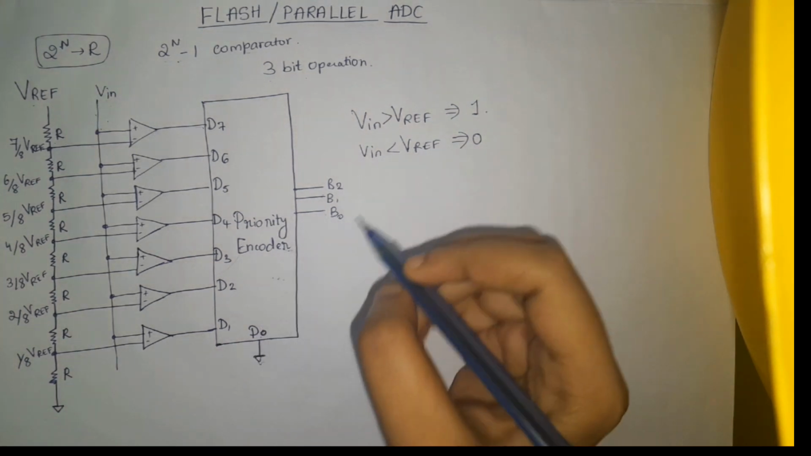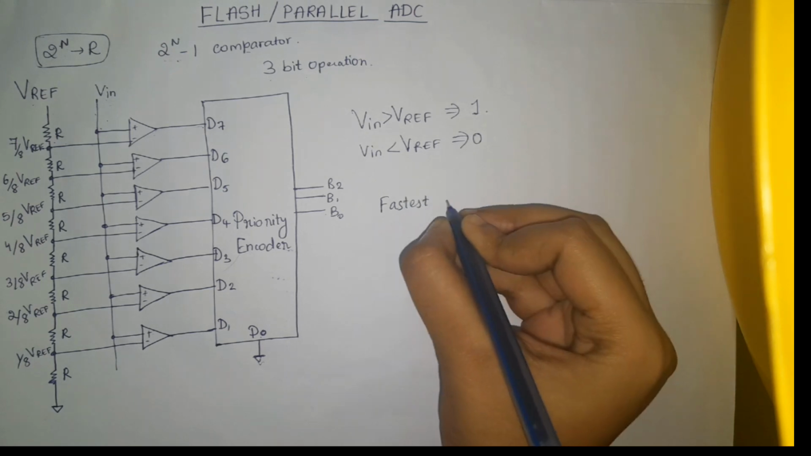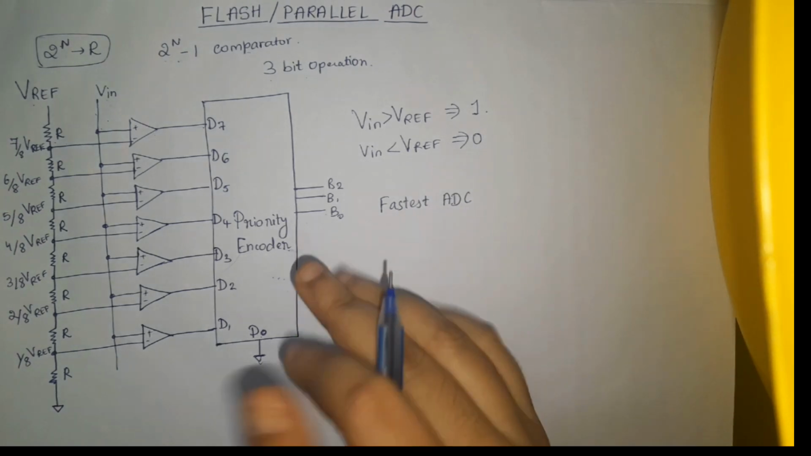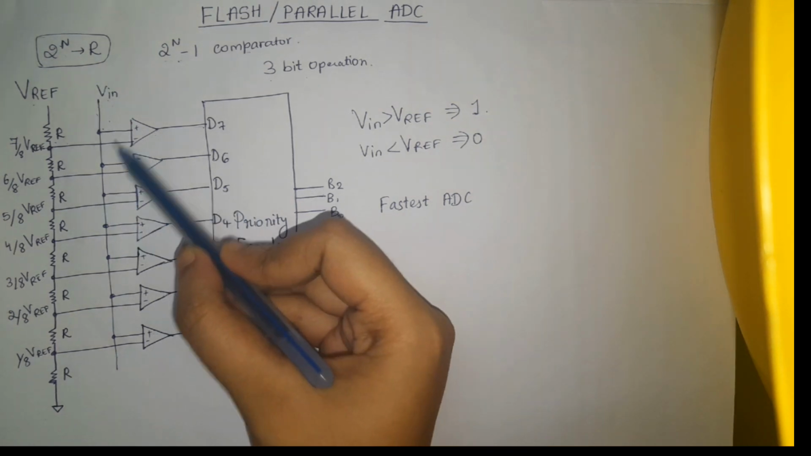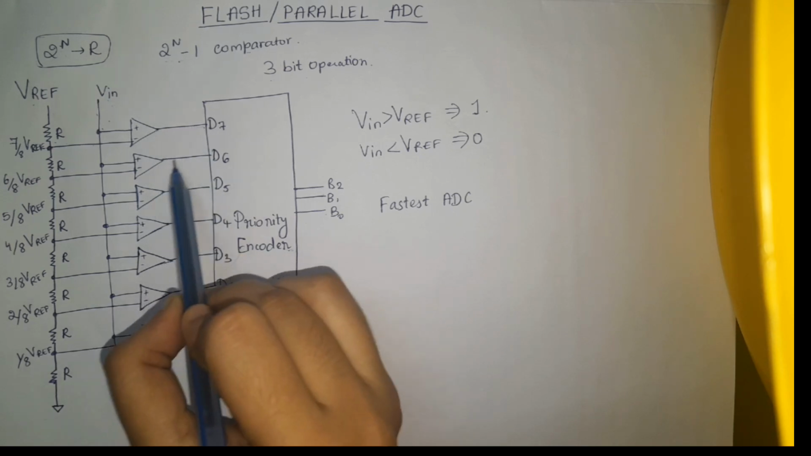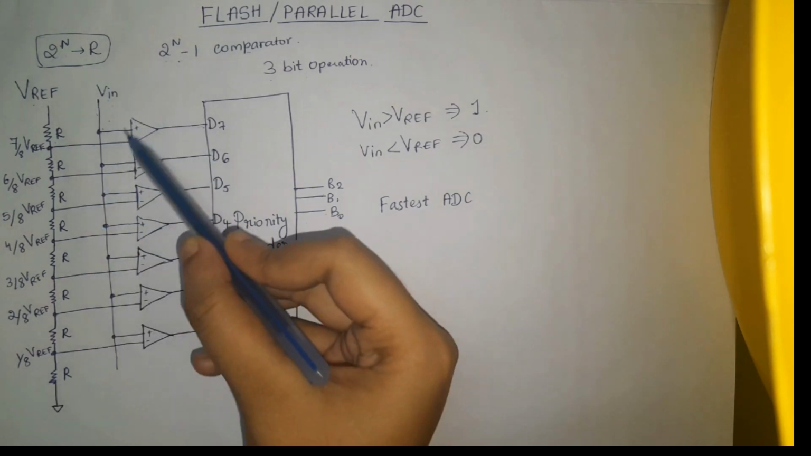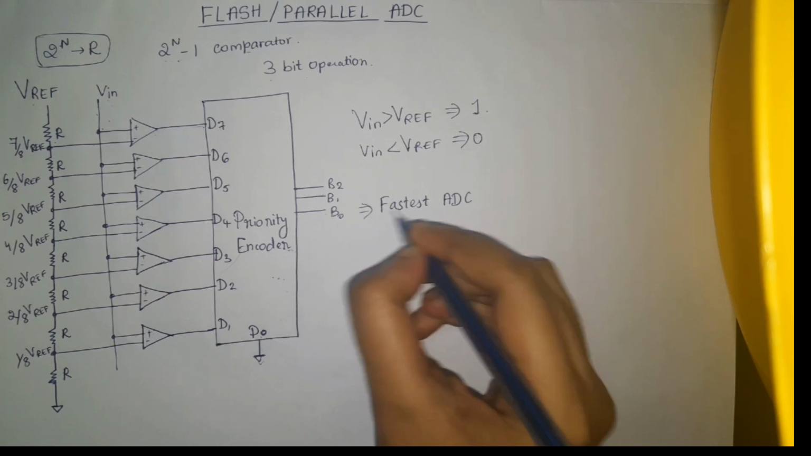The advantage of this type of ADC is that it is considered to be the fastest ADC, because it requires only one clock signal for converting. All these operations, that is the outputs of the comparators, are obtained in parallel for only one single clock pulse. Hence it is considered as the fastest ADC.